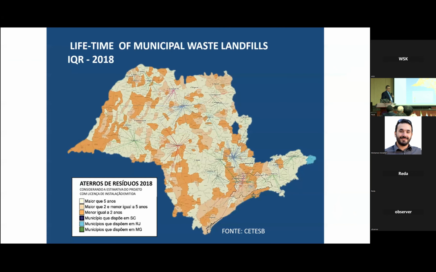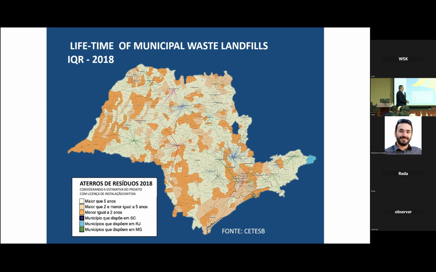But also, and this was not mentioned until now, logistics is a problem because many landfills have a fixed operating lifetime. In the case of São Paulo, there is a study with different colors on this map. The dark color shows where landfills in operation will stop, or their lifetime will finish, in 2 to 5 years. The state of São Paulo is one of the most important states in Brazil, and one of the biggest contributors of waste.